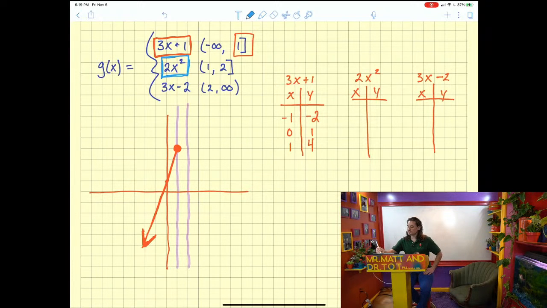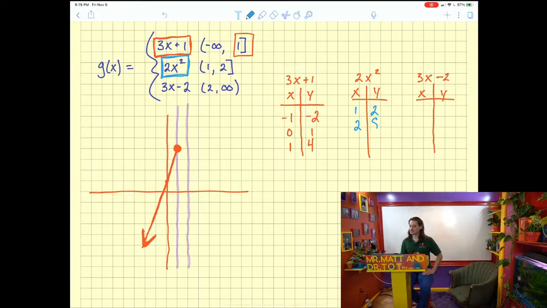So really I'm just going to test positive 1 and positive 2 because those are the only two integers that are relevant here. So when x is equal to 1, we get 2 times 1 squared. 1 squared is 1. 1 times 2 is 2. When x is equal to 2, we get 2 times 2 squared. 2 squared is 4. 2 times 4 is 8.